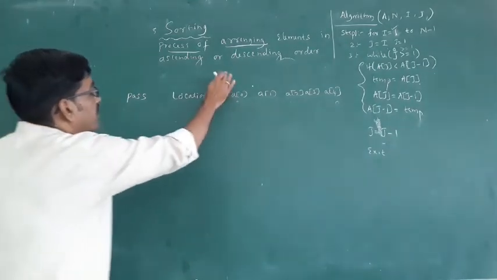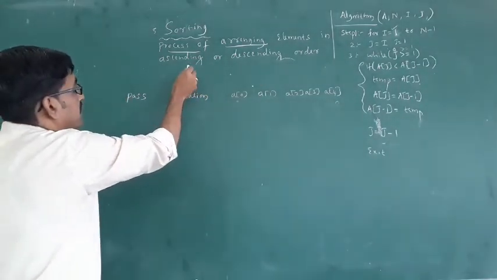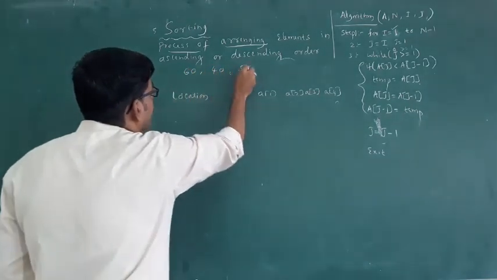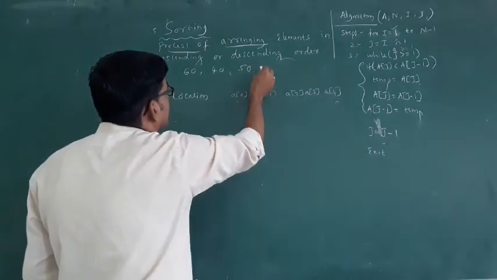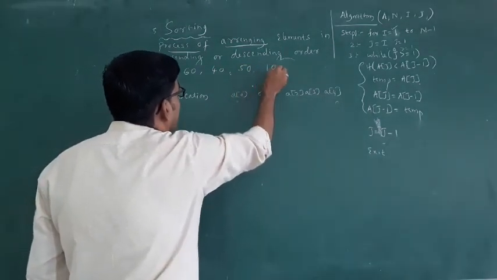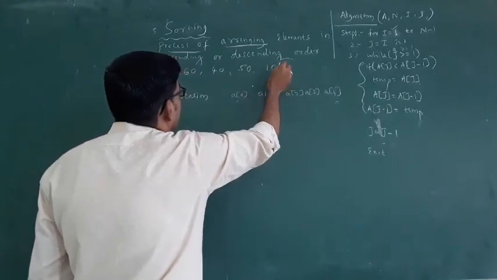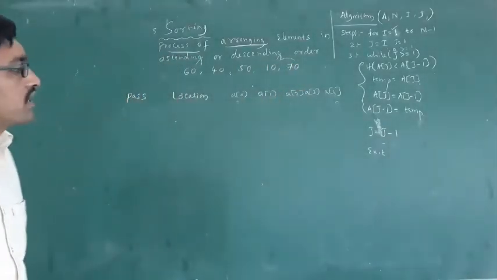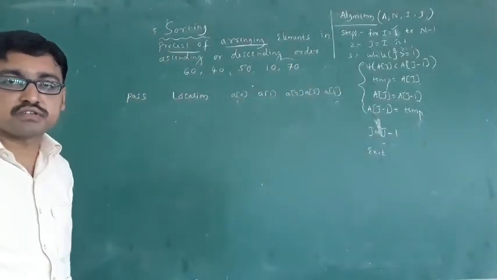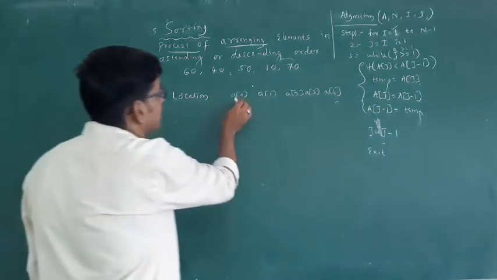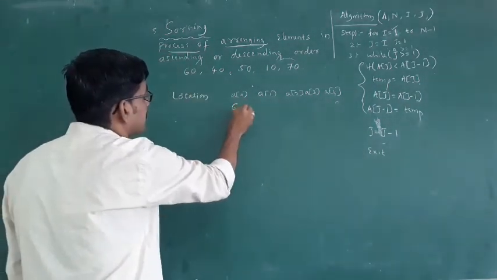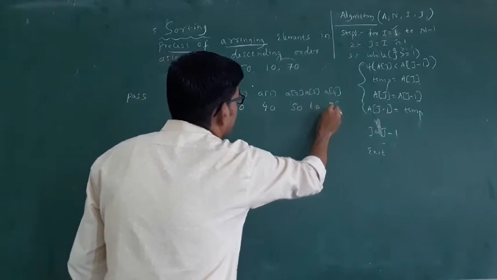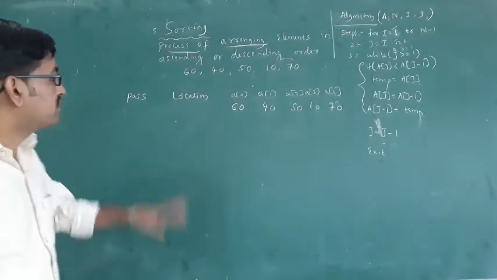For example, you have a problem. I am given 60, 40, then 50, then 10, then 70. Okay, you have to sort this. How to sort this? First you have to write pass, location, then see, you have to put 60 here, then 40, then 50, then 10, then 70. Okay, this is the problem.